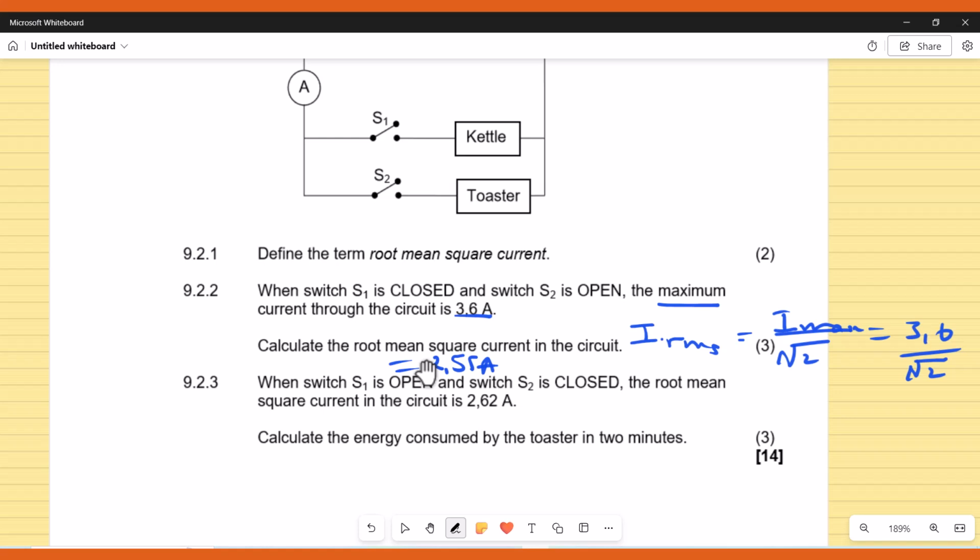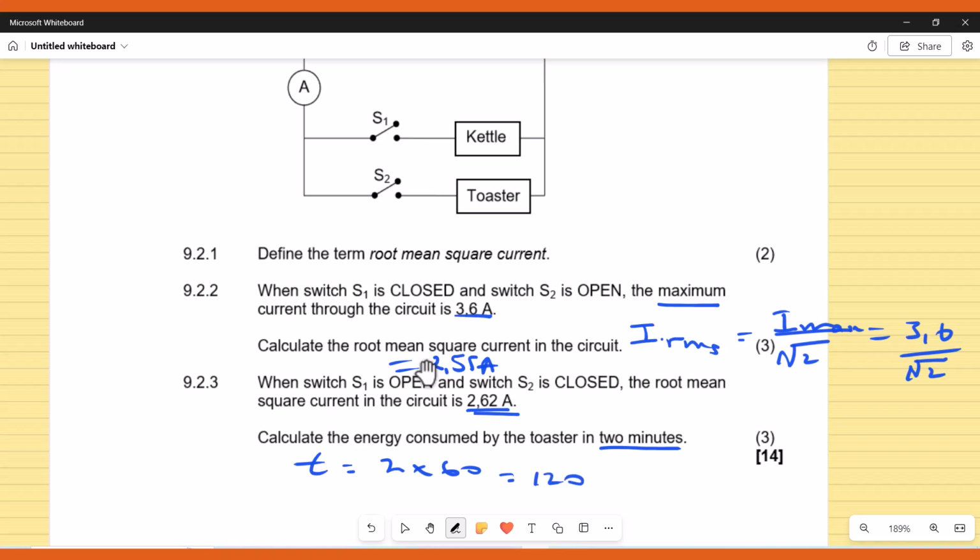Next they said that when switch S1 is open and switch S2 is closed, the root mean square current in the circuit is 2,62. Then calculate the energy consumed by the toaster in 2 minutes. The time is 2 minutes, which means we can say it is 2 times 60, to put it in seconds, that's 120 seconds.